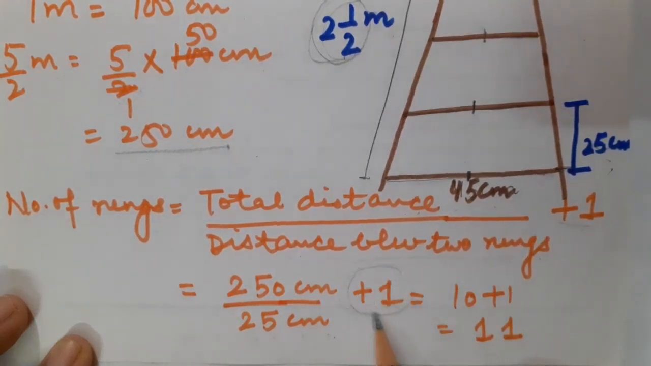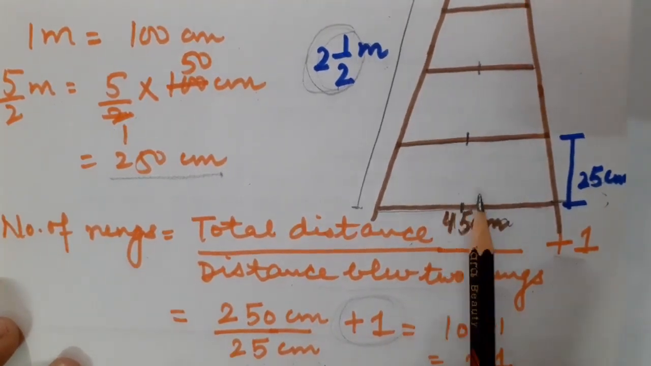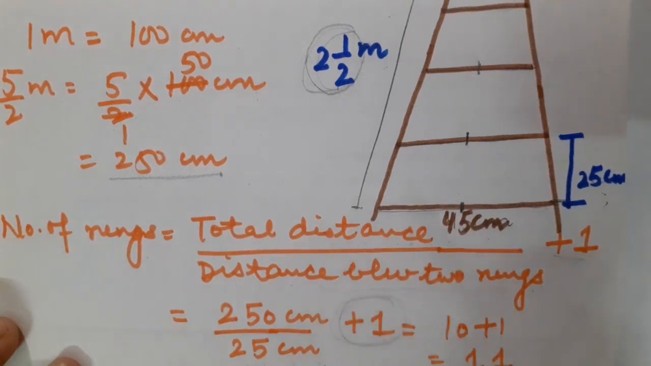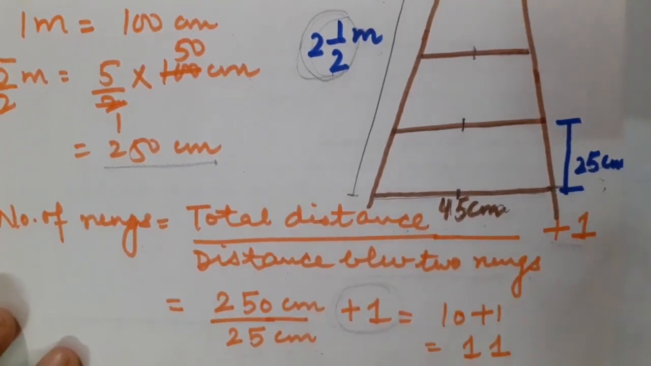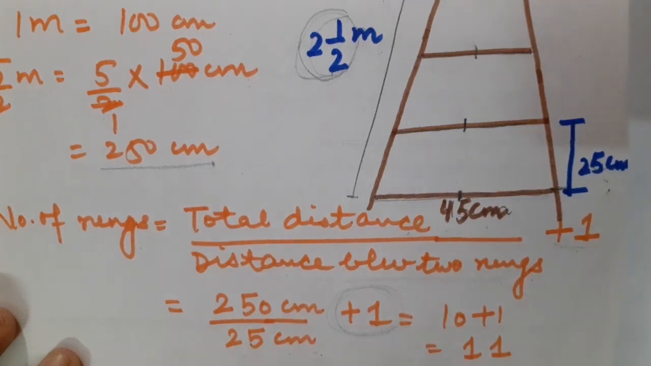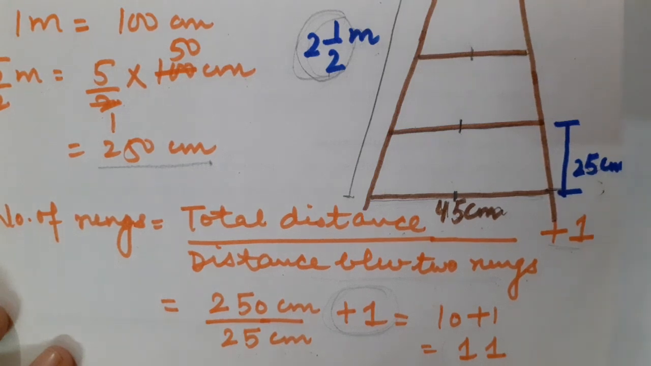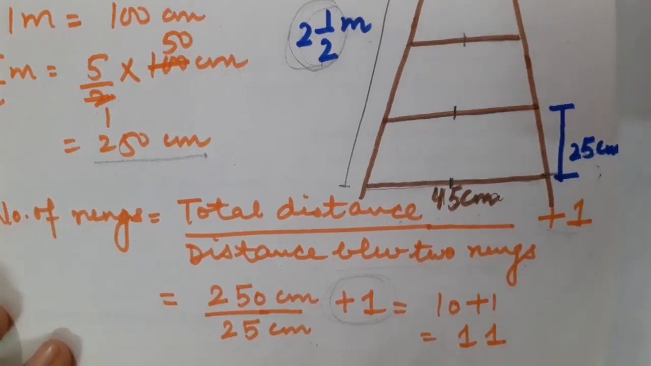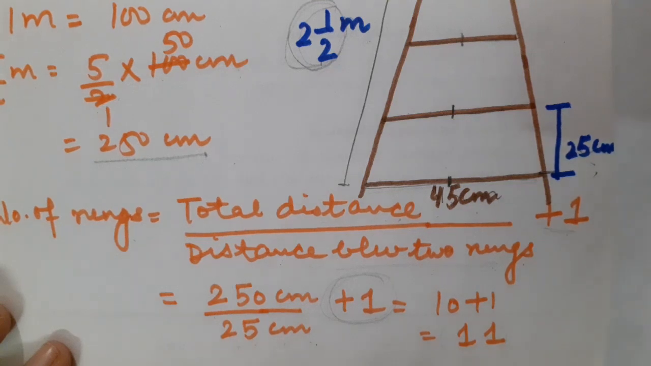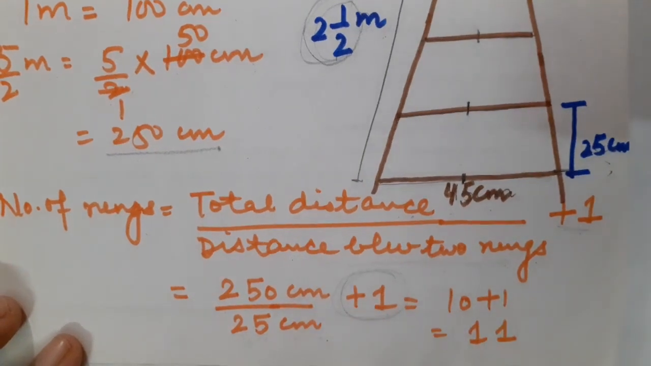So let us recall, why did we add this one? Children, either you have to add the top rung or the bottom rung. Fine. I explained you, basically I drew total 11 rungs. Then and only then, when we added the distance between the 11 rungs, we were going to get the total distance that was equal to 250 centimeter. Correct? Children, you could say that you included the bottom rung or you included the top rung. Fine? So here the number of rungs will be 11.